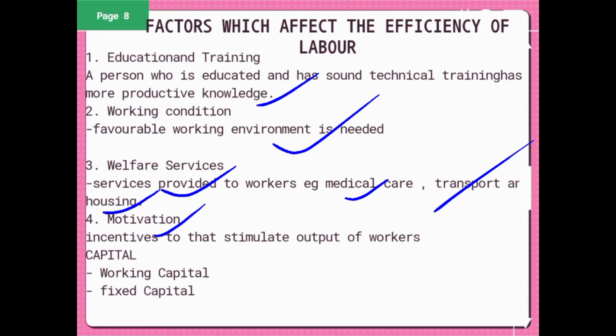Then, what of fixed capital? Fixed capital refers to physical assets used in the production of goods, such as land, buildings, machinery, equipment, fixtures, and everything. As long as they are physical assets which are used in the production of goods and services, we refer to that as what? Fixed capital.